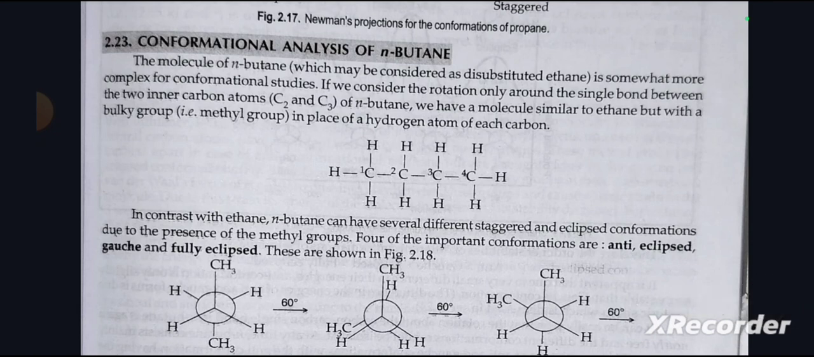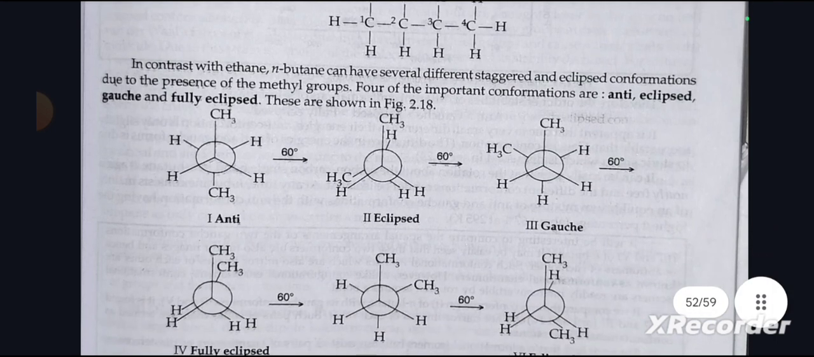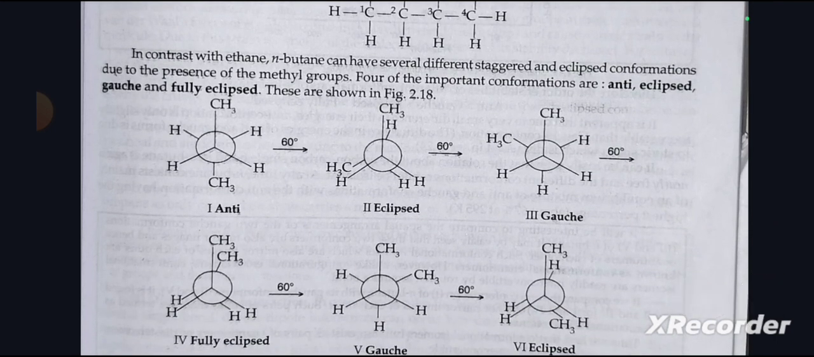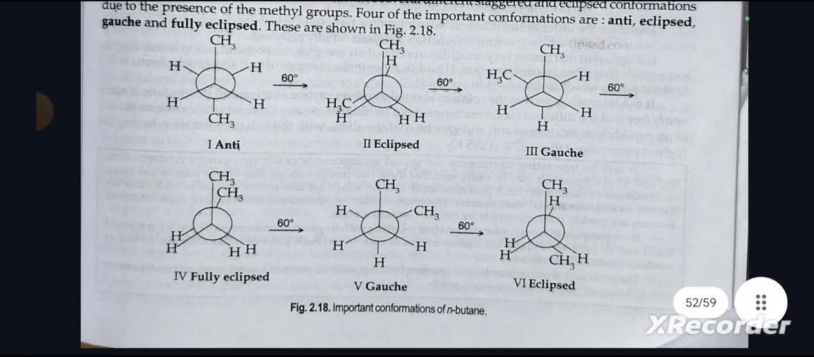2.23 Conformational analysis of n-butane. The molecule of n-butane, which may be considered as a disubstituted ethane, is somewhat more complex for conformational studies. If we consider the rotation only around the single bond between the two inner carbon atoms C2 and C3 of n-butane, we have a molecule similar to ethane but with a bulky group, that is a methyl group, CH3, in place of a hydrogen atom on each carbon. In contrast with ethane, butane can have several different staggered and eclipsed conformations due to the presence of the methyl groups. Four of the important conformations are anti, gauche, fully eclipsed, and gauche eclipsed. They are shown in figure 2.18.